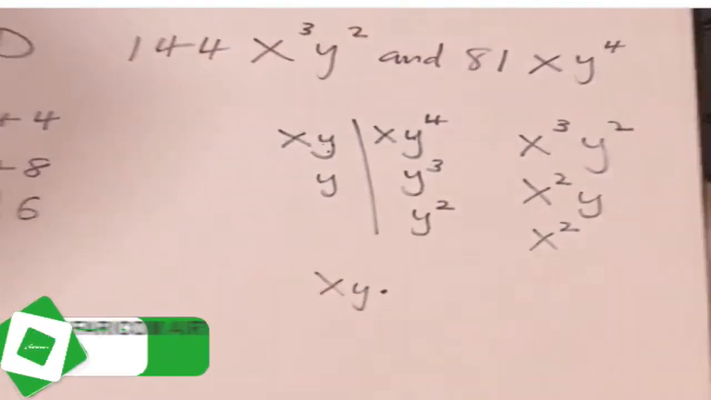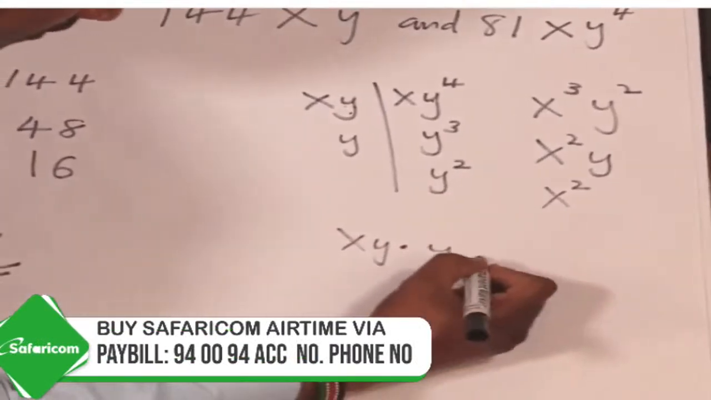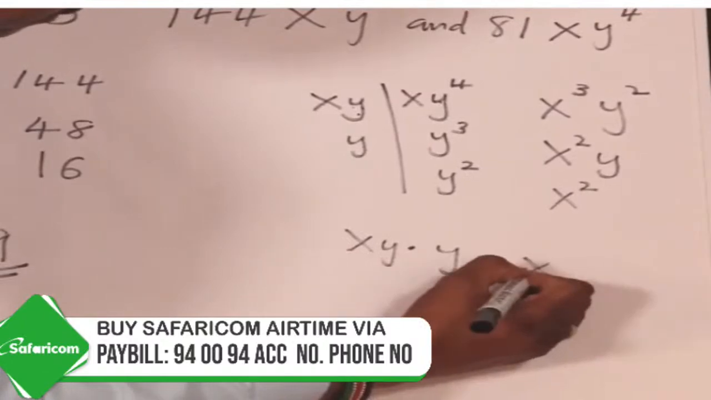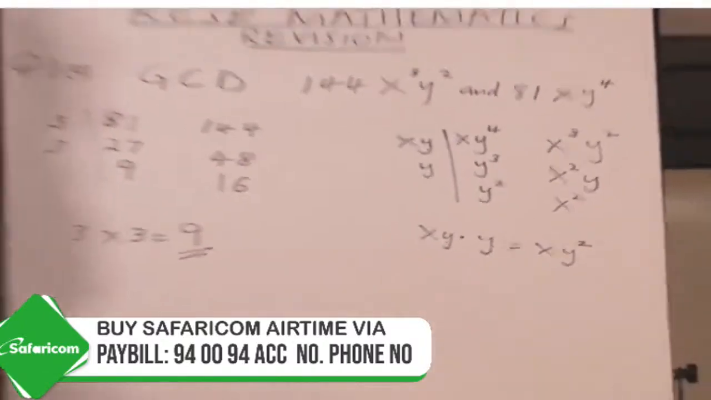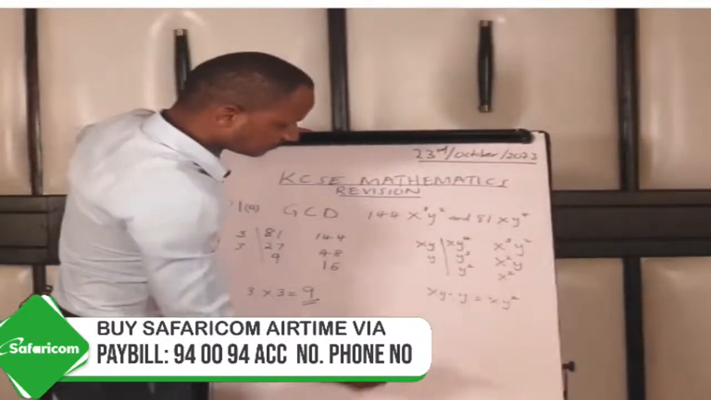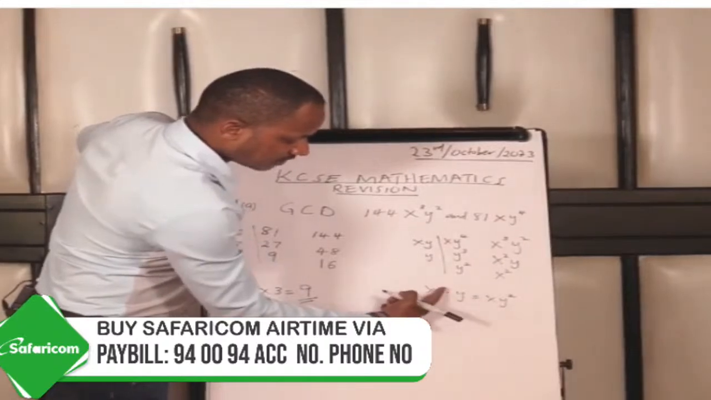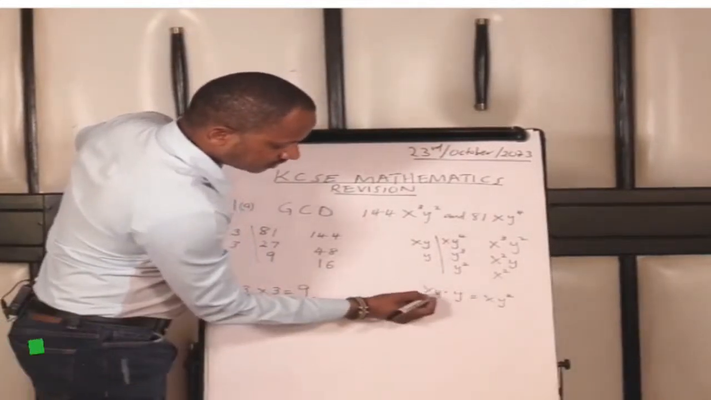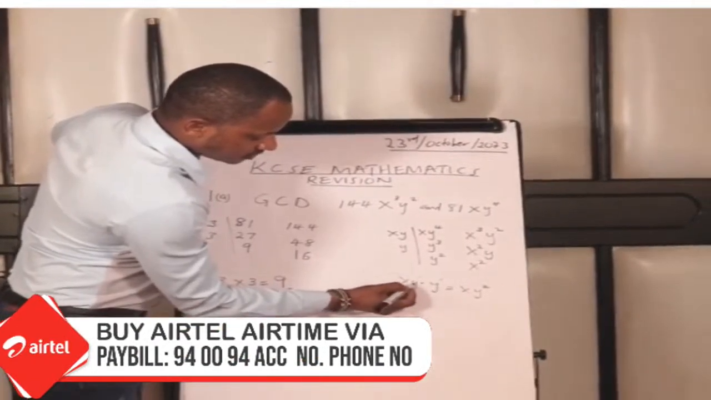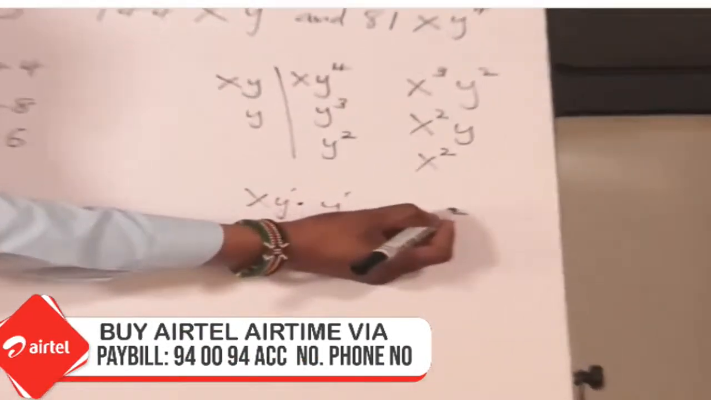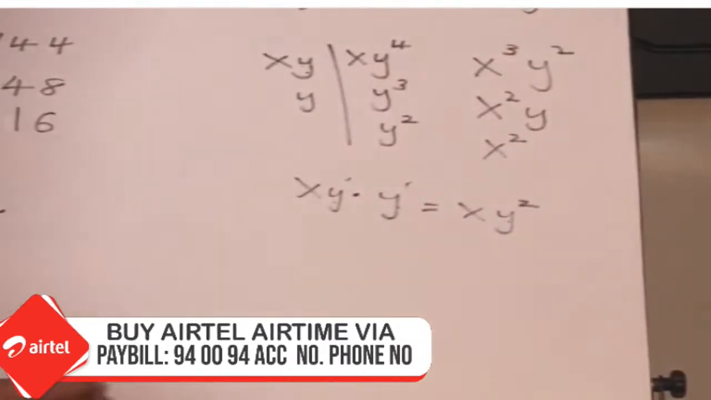times y. This comes to x. y times y is y squared. By the laws of indices, if you have common letters or common numbers, you just write that number, then you add the powers. So this means that y raised to power 1 times y raised to power 1 is y, then 1 plus 1 is 2, which is y squared, or y times y is y squared.